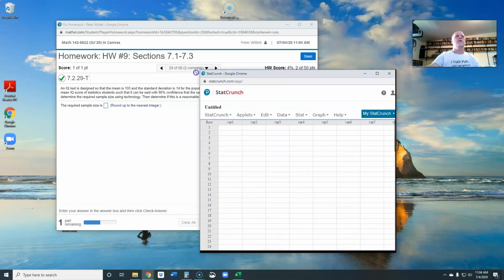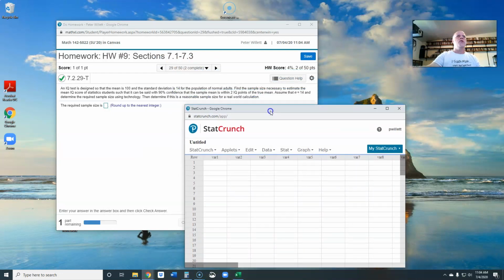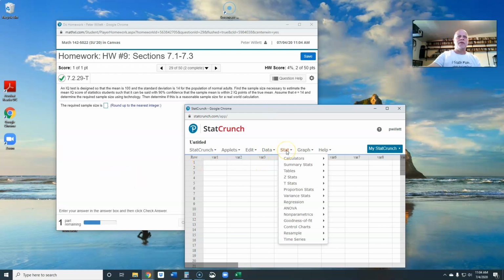So here's StatCrunch. So I have to figure out which thing to do. It's in the Stat tab, and then I have some choices: Z-stats, T-stats, proportion stats, variance stats. So we're looking for a calculation about the mean. And we are told that we can assume sigma, which is the population standard deviation, is known. We can assume that that's 14. So when you know the standard deviation of the population and you're trying to do a sample about the mean, that's a Z distribution. If we didn't know sigma, it would be a T distribution.